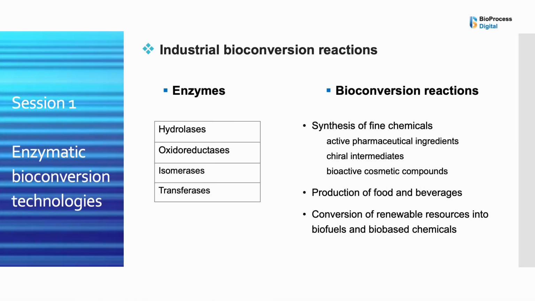Session 1 begins with an overview of industrial bioconversions. It introduces the main classes of enzymes commonly used in industry, including hydrolases, oxidoreductases, isomerases, and transferases. The session also covers key types of bioconversion reactions, such as the synthesis of fine chemicals, active pharmaceutical ingredients, chiral intermediates, bioactive cosmetic compounds, the production of food and beverages, and the conversion of renewable resources into biofuels and bio-based chemicals.